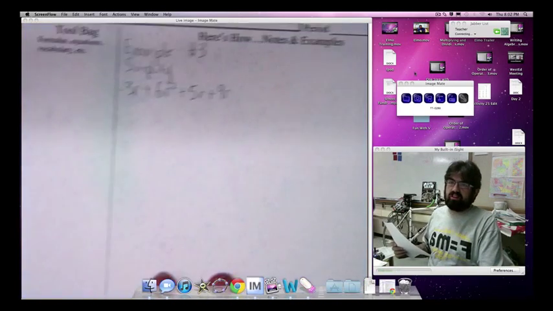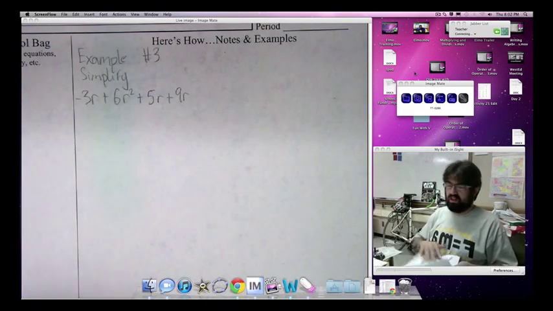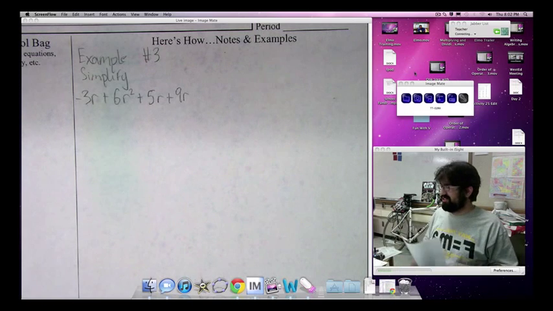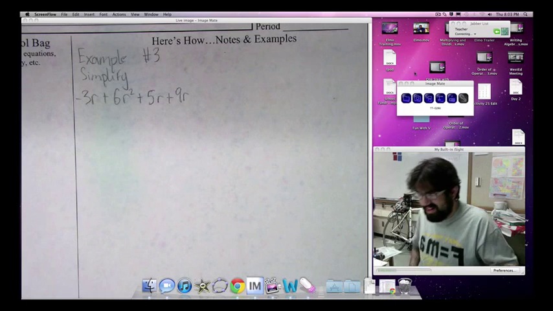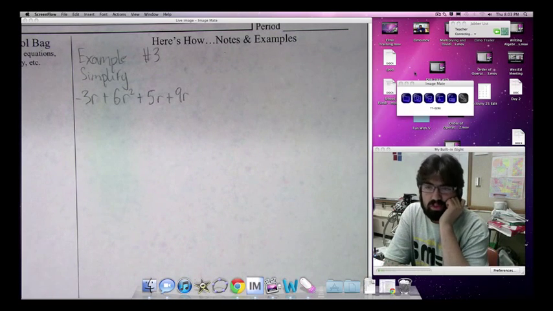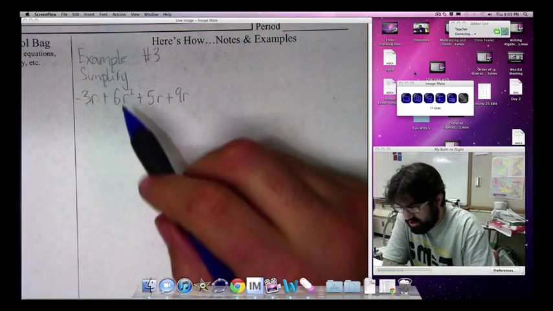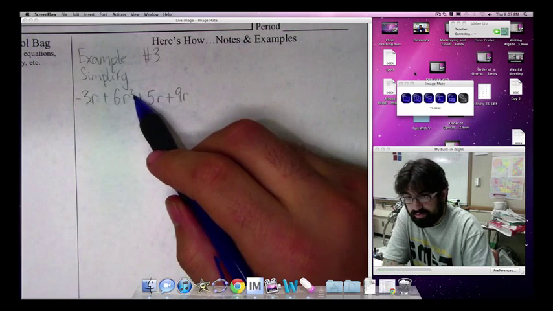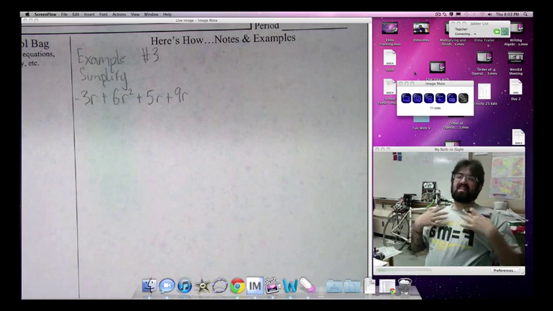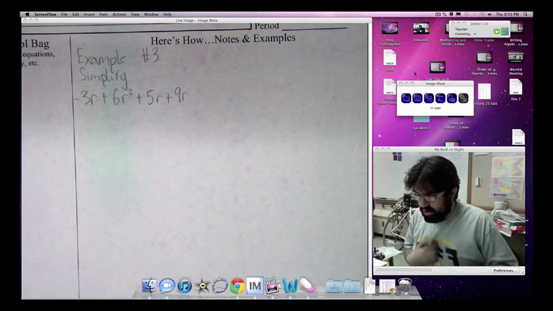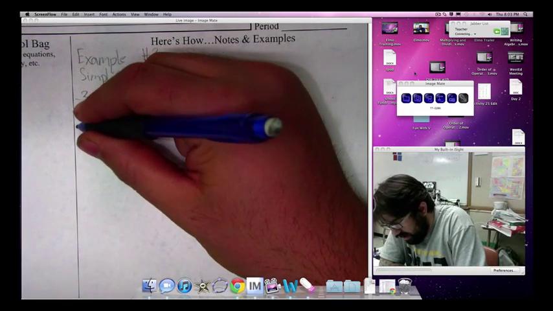Our last example is example number 3, and you're free. And we are done with combining like terms for this. And this one's the good one to end on, I think. Negative 3r plus 6r squared plus 5r plus 9r. And for me, this is the one that takes the cake. I'm going to rewrite.